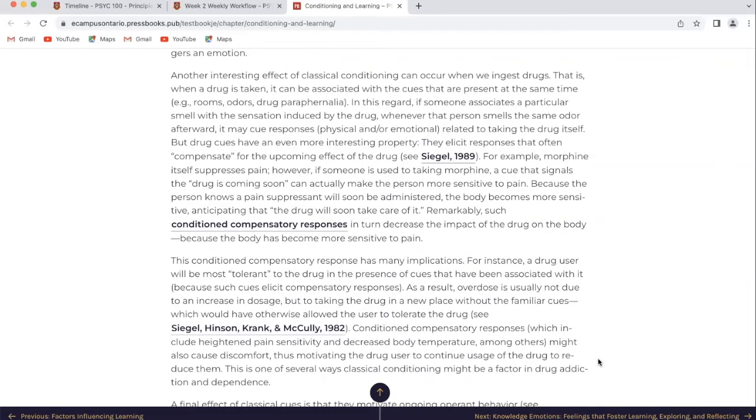But drug cues have an even more interesting property. They elicit responses that often compensate for the upcoming effect of the drug. For example, morphine itself suppresses pain. However, if someone is used to taking morphine, a cue that signals the drug is coming soon can actually make the person more sensitive to pain. Because the person knows a pain suppressant will soon be administered, the body becomes more sensitive, anticipating that the drug will soon take care of it. Remarkably, such conditioned compensatory responses in turn decrease the impact of the drug on the body because the body has become more sensitive to pain.